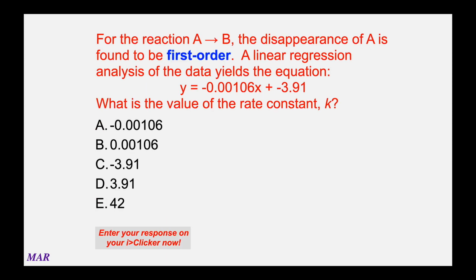Here's a reaction, A going to B again. In this problem, though, the disappearance of A is found to be first order. And someone did a linear regression analysis of some data, and they found this value, y equals negative 0.00106x plus or minus 3.91. And the question here is, what is the value of the rate constant K? And there's all those different answers. See if you can remember what I said about rate constants K. Only one of these would make sense. I recommend pausing the video now. You can unpause it when you want to hear the answer. Pause the video now.